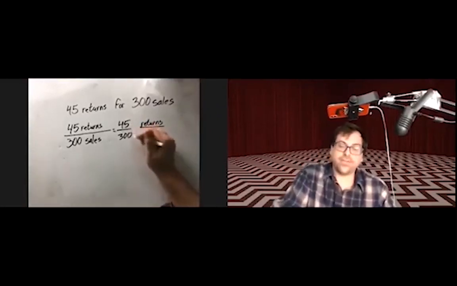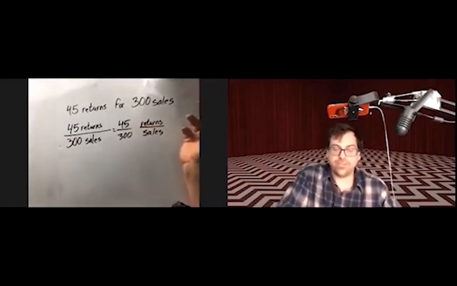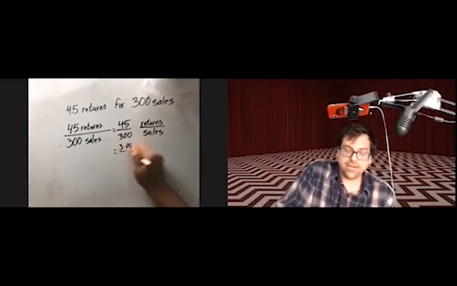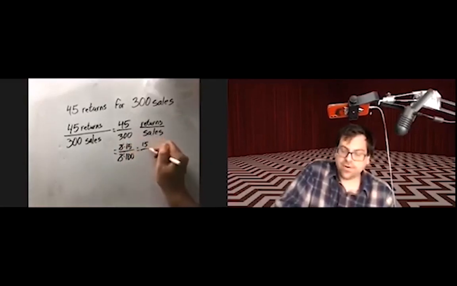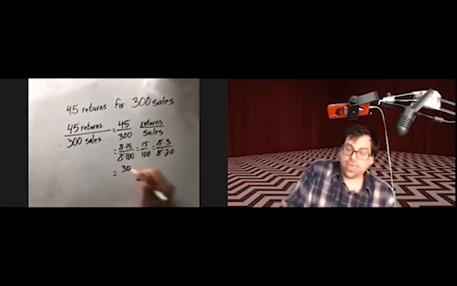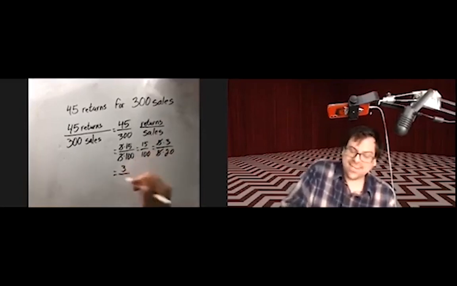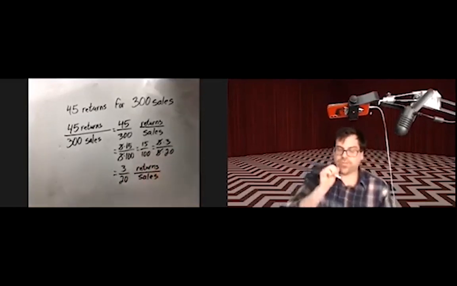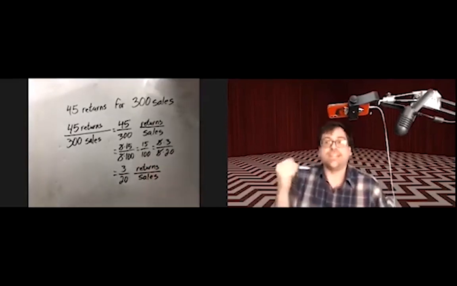45 and 300. Right off the bat, they're both divisible by 3. 3 times 15, 3 times 100, and then 15 over 100. Those can both be divided by 5. 5 times 3 over 5 times 20. So we have 3 over 20 returns over sales. The rate is 3 returns for every 20 sales.